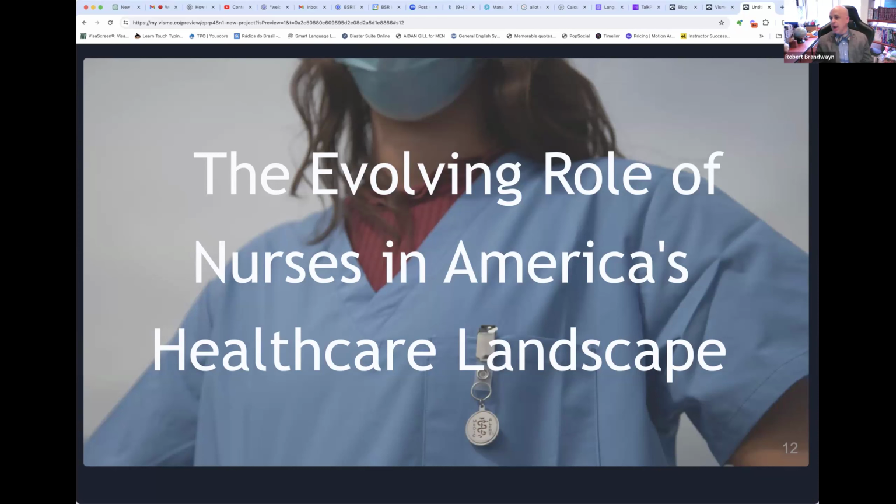And to answer the question to the people that did not understand, healthcare es cuidado de la salud. Landscape es el paisaje, okay. So the title of this is la evolución del papel de las enfermeras o enfermeros en el paisaje del cuidado de la salud de los Estados Unidos. Pero cuando nos referimos al paisaje, nos referimos a, pues, la escena, ¿no? A lo que está sucediendo, what's happening right now.